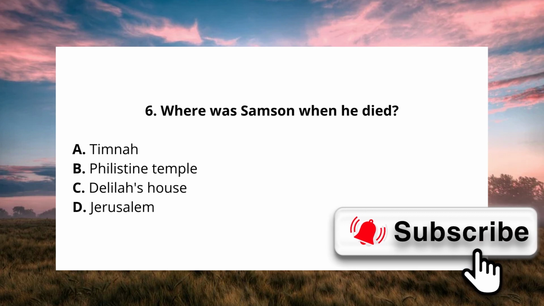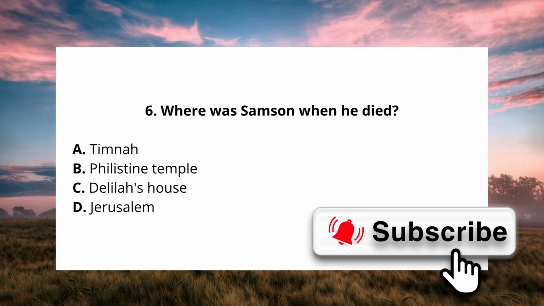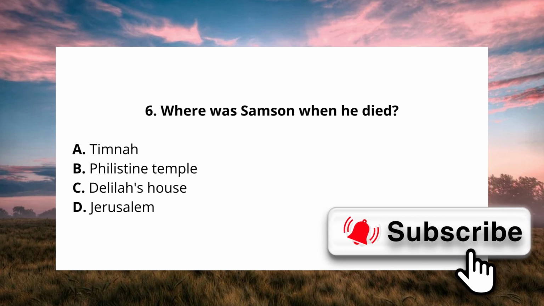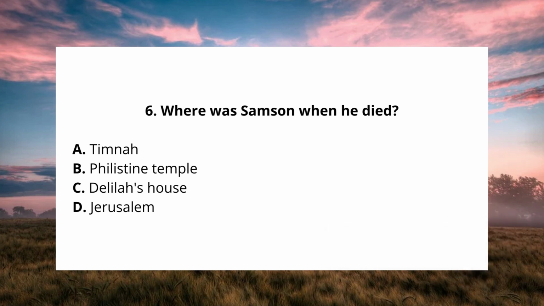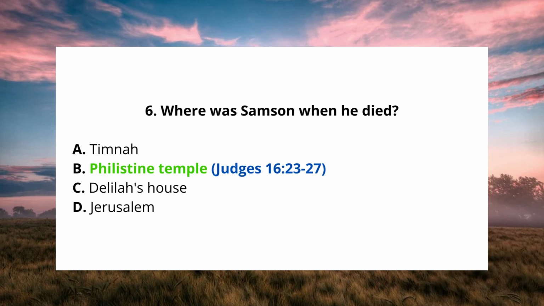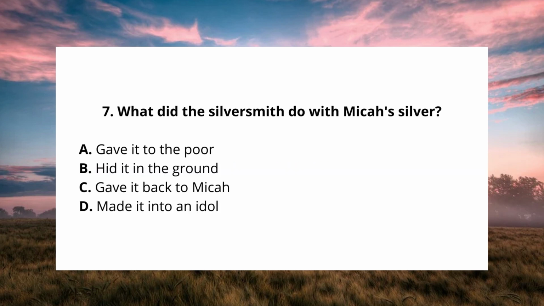Number 6. Where was Samson when he died? A. Timnah. B. Philistine temple. C. Delilah's house. D. Jerusalem. You have 10 seconds. The answer is B. Philistine temple, and you can find this in Judges chapter 16, verses 23 to 27.